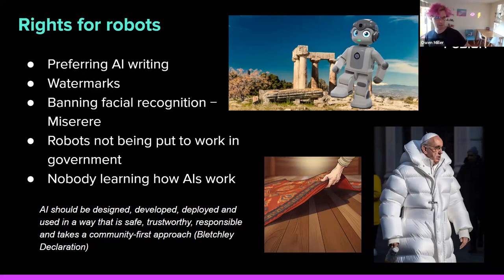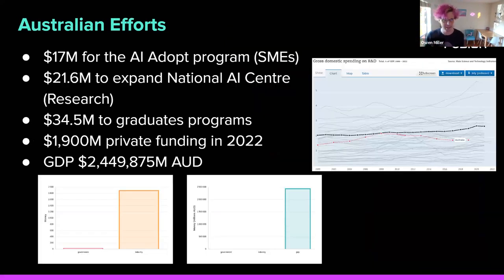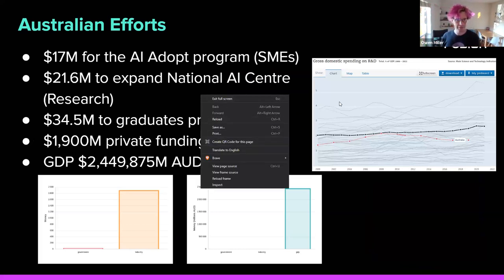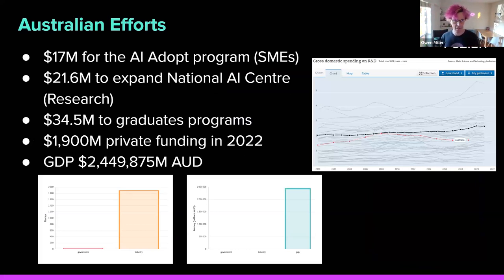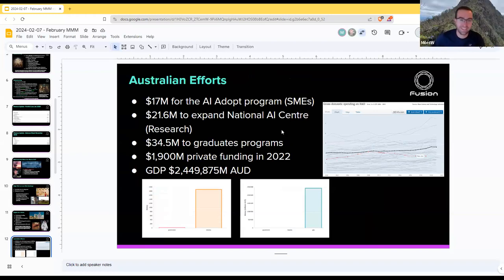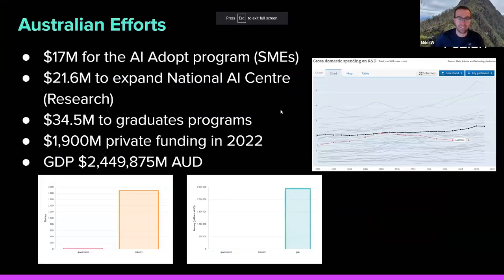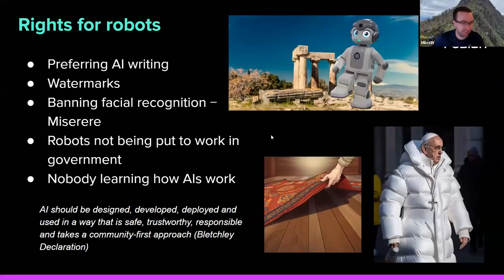Let's move on to the next slide, Mars. Oh, sorry, go back, I didn't get to that. I went off track in my rant. Rights for robots? Yeah, this is good.